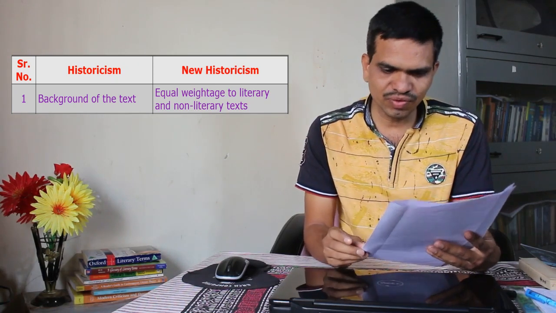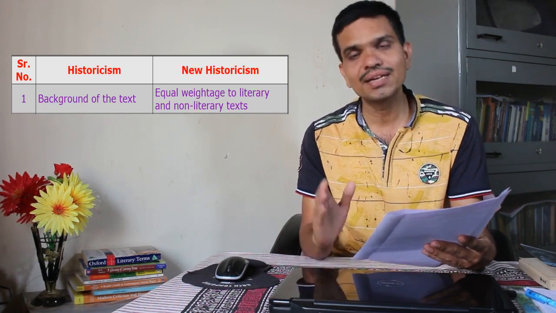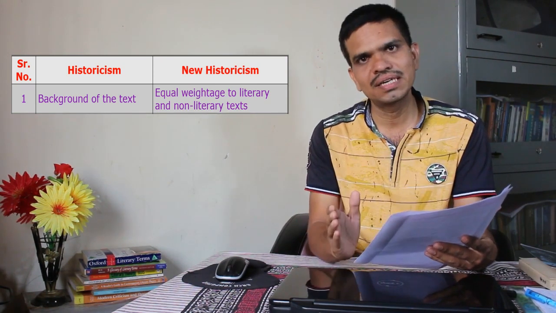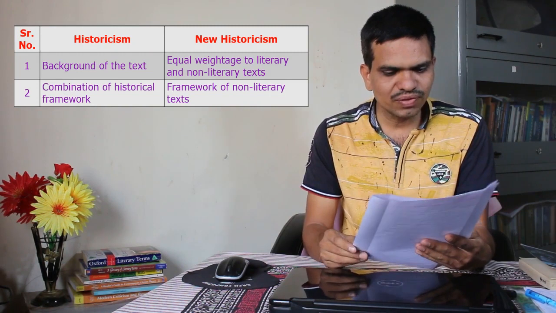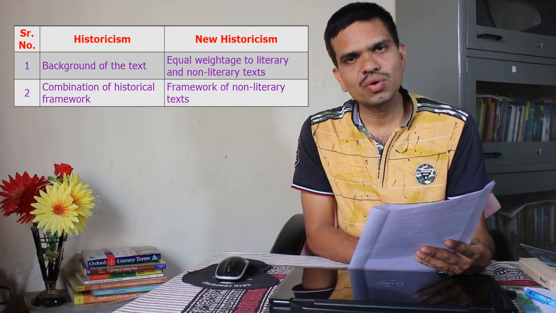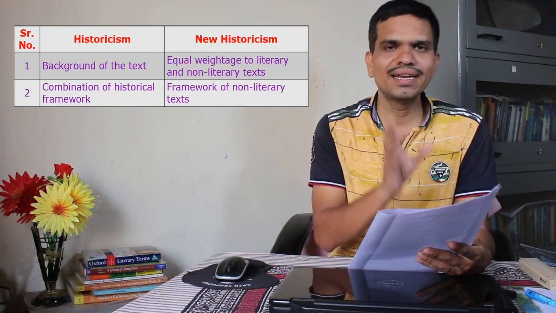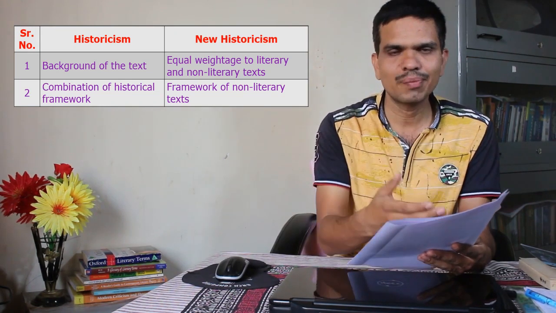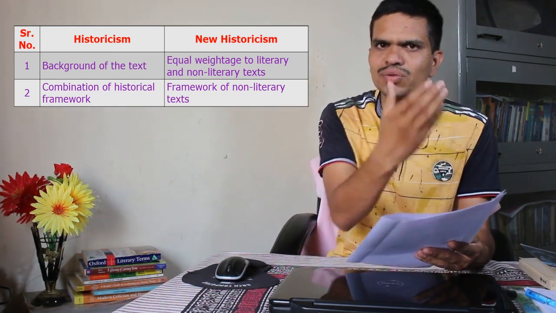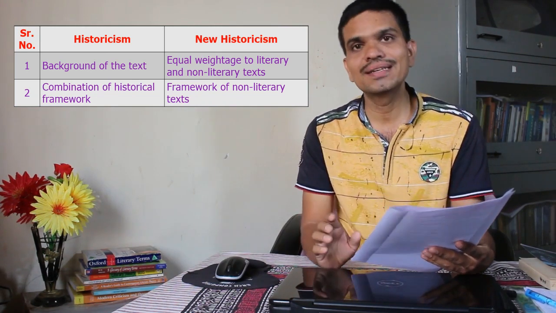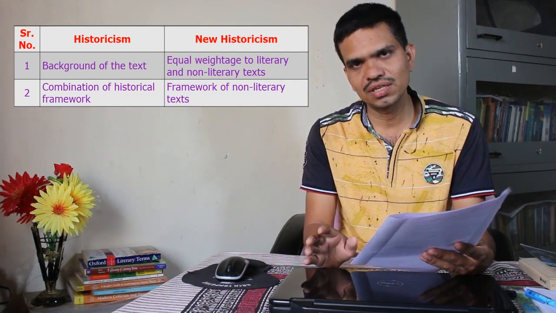In new historicism we find that equal weightage is given to literary and non-literary texts, as I am repeating often. This is the difference. The second difference: combination of historical framework. In old historicism there is the combination of historical framework, meaning a literary text is seen through a historical framework, meaning the events that happened in that particular age around that particular literary text. And in new historicism we find that the framework of non-literary texts is considered for the analysis.